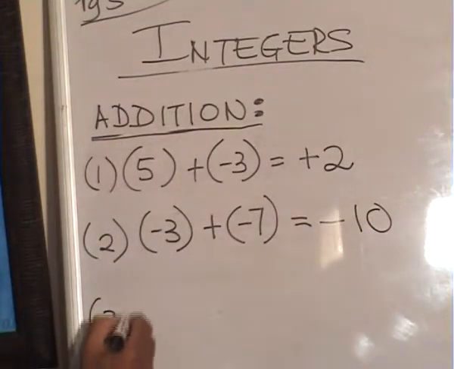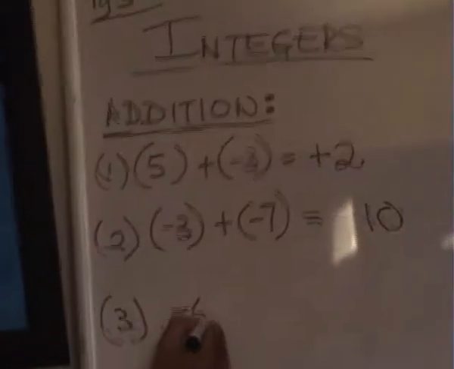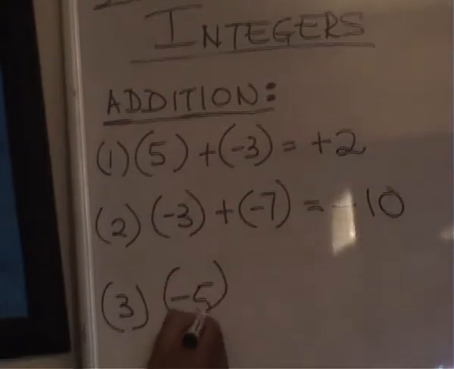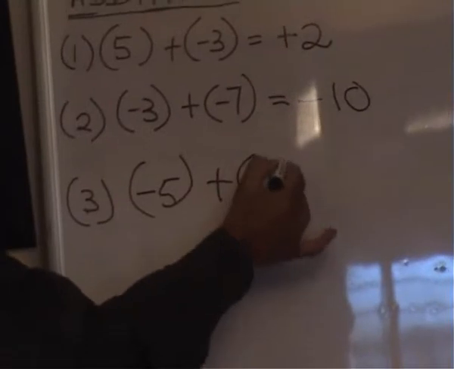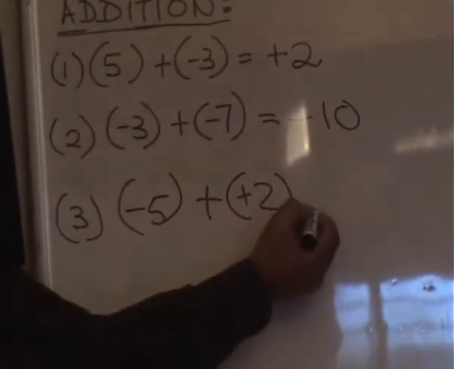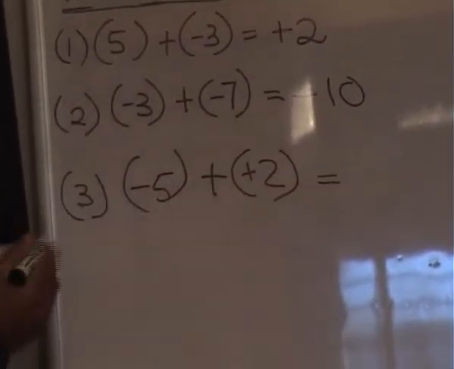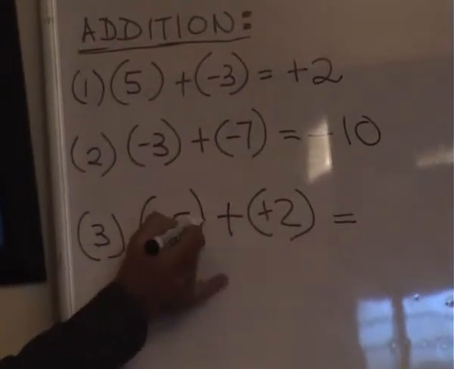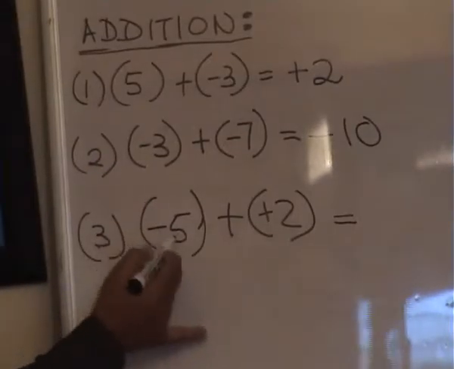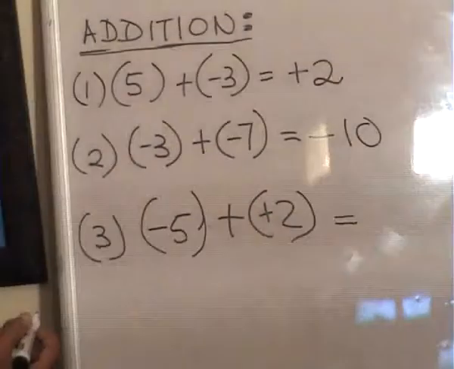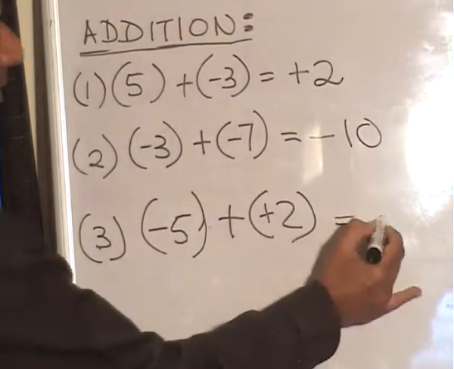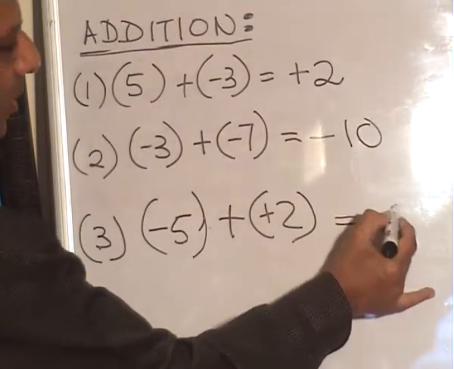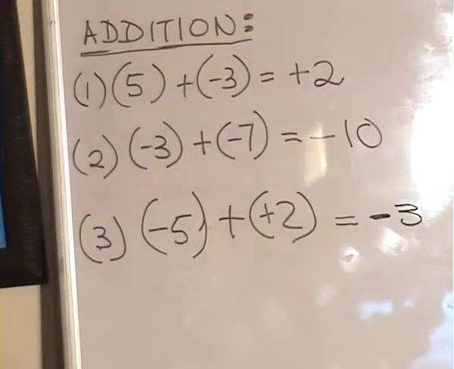The next example. -5 plus 2. What does this mean? It means I owe 5 rand, I have only 2 rand, therefore in the end I will still be owing 3 rand, so it will be owe 3, minus 3.